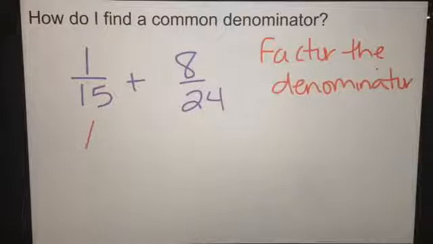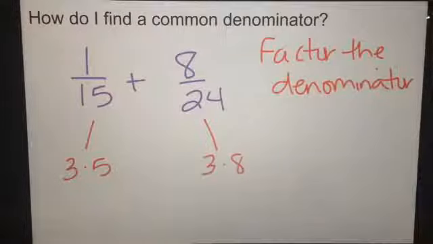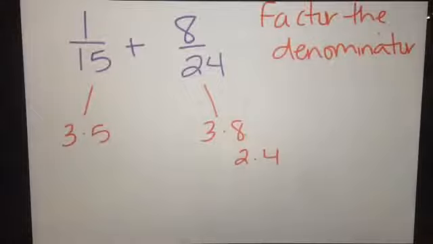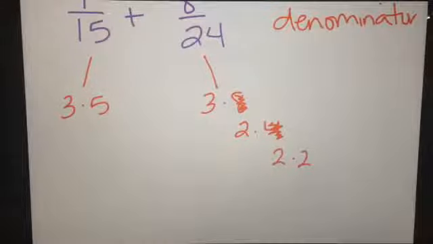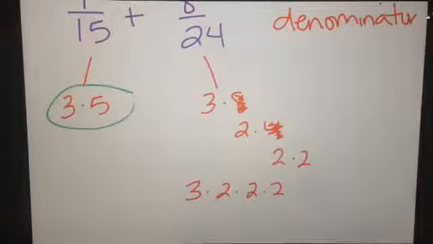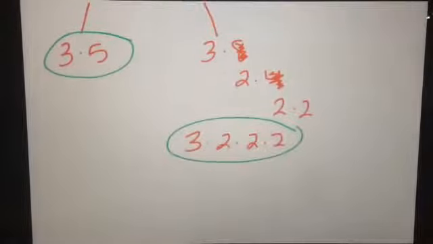So 15 is 3 times 5, so those are the factors of 15. 24 you could write as 3 times 8, but 8 can be broken down further. 8 is the same thing as 2 times 4. 4 can be broken down further. That's the same as 2 times 2. So if I wanted to write down the very smallest factors of 24, I would say that's 3 times 2 times 2 times 2. So I know that when I write my common denominator, I have to have pieces that will hit all of those.